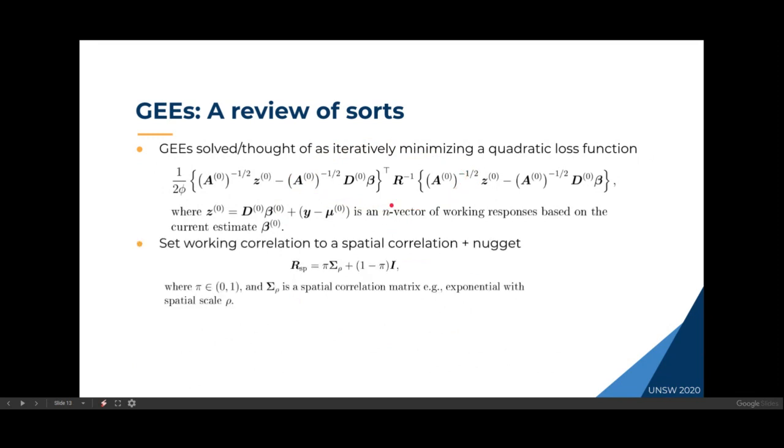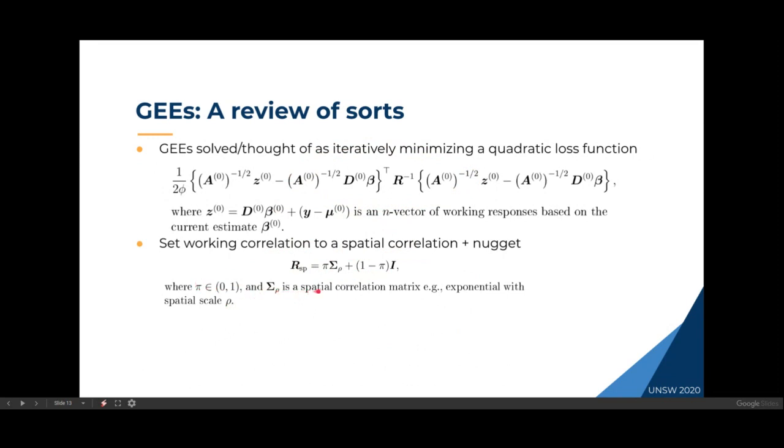Okay, so because we're in the context of spatial data, spatially indexed observations, we're going to have to make a choice for the working correlation. One choice, and a common choice for the working correlation in spatial GEEs, is to set the working correlation to be a combination of some spatial correlation plus some nugget effect. So in this case, R_SP is going to be equal to pi times sigma rho plus 1 minus pi times the identity, pi some weight between 0 and 1 that you typically estimate.